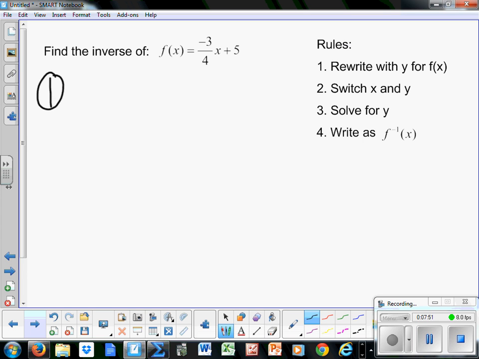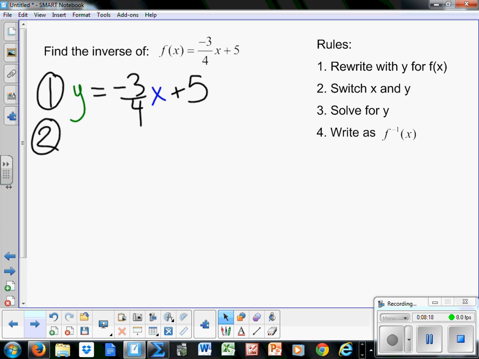So our first step, we're just rewriting our x's and y's. So our y, or rewriting it with y equals instead of f of x. So negative 3/4 times x plus 5. All right, now we're doing our switcheroo here. We're switching our x and y.